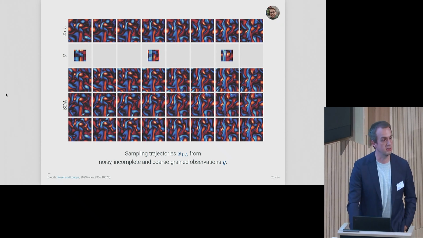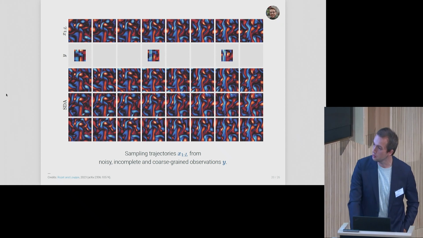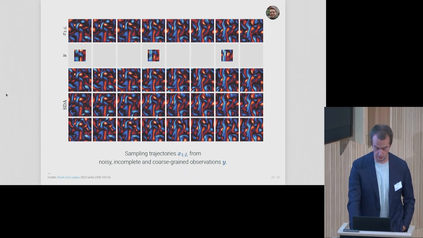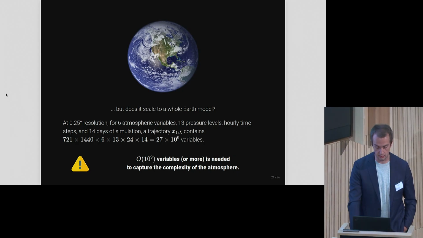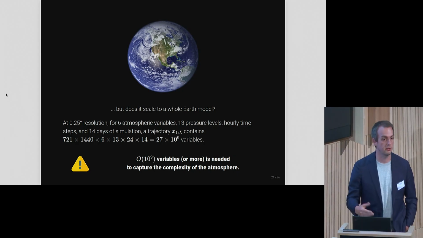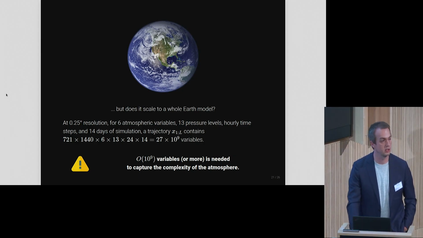Okay, so this was a nice proof of concept, which we worked on 2 years ago already. And then what we set for ourselves was the following question: can we actually scale this approach to the entire Earth system?